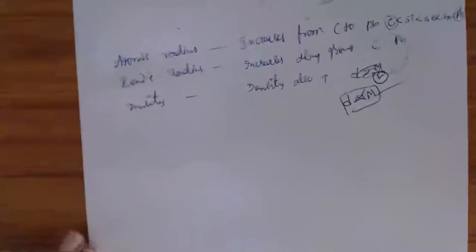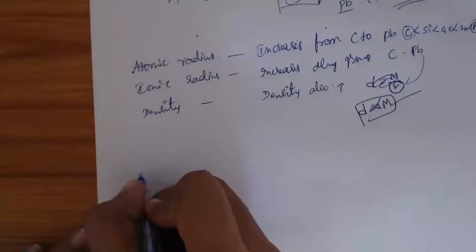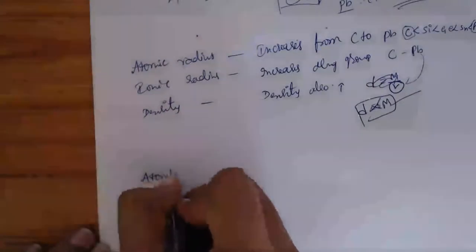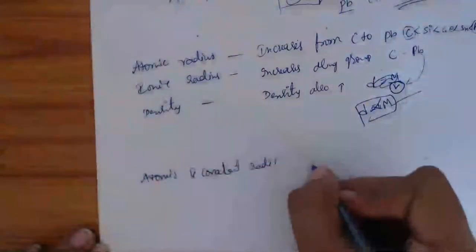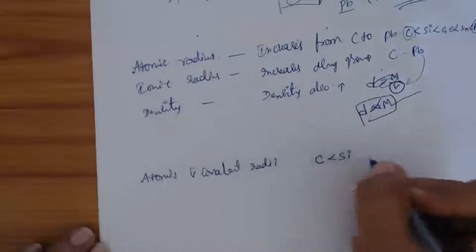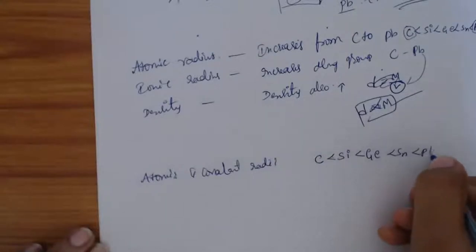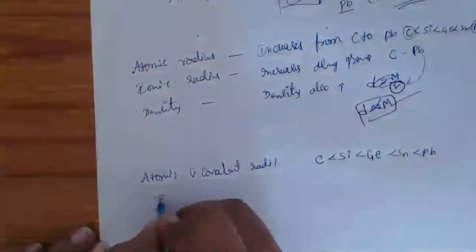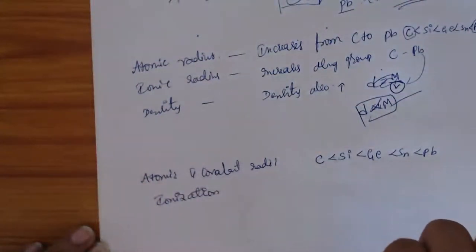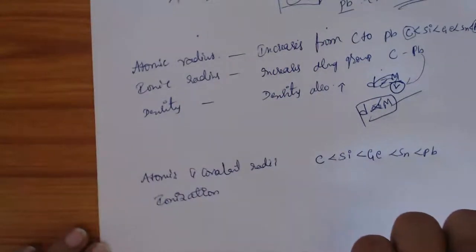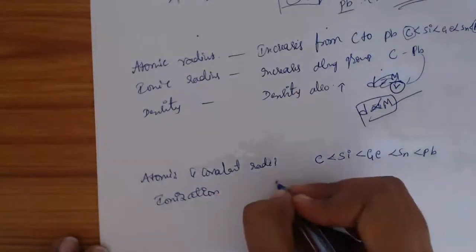Their physical properties. What are their physical properties? First, atomic and covalent radii trend. Important. As I told you, carbon is less than silicon, less than germanium, less than tin, less than Pb. Next, their ionization energy. I am writing, students, only the periodic trends: atomic variation, ionization energy, electronegativity, electropositivity, oxidation state, melting point, boiling point.